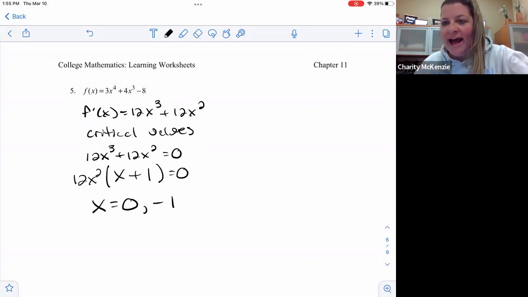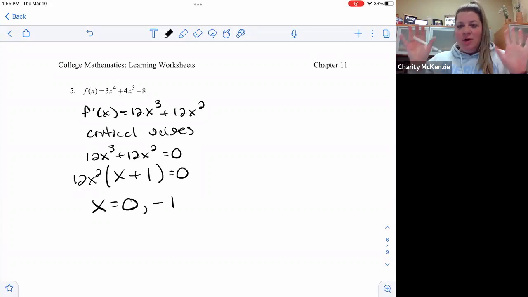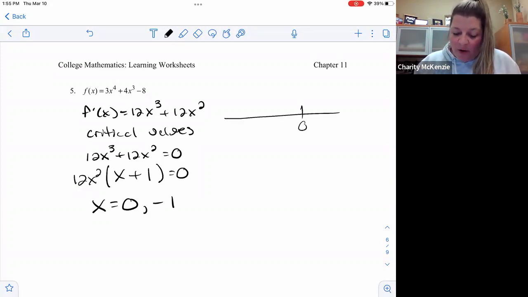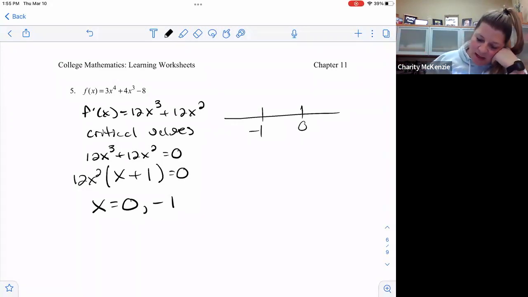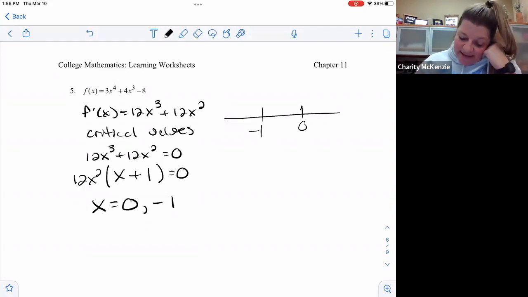No, we don't have an x in the denominator. So we don't have an additional number to add to our number line. Okay, so our number line is only going to have 0 and negative 1. Now, if I was to have something in the denominator, it would just be another number on that number line. Okay, then again, we're going to look at where the derivative is positive and negative.